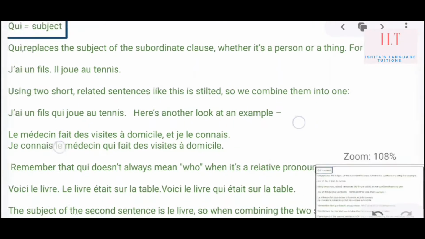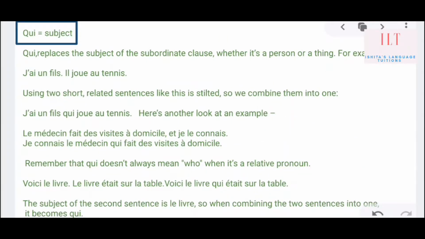So qui equals subject. The simple theory, if we follow that qui replaces subject, qui equals subject, we can easily remember what qui replaces, what que replaces, what ou replaces, and what dont replaces. So first, qui. So qui replaces the subject of the subordinate clause, whether it's a person or a thing.